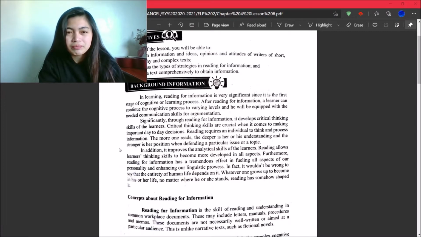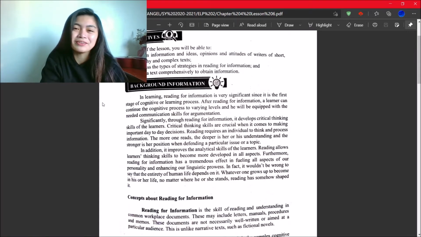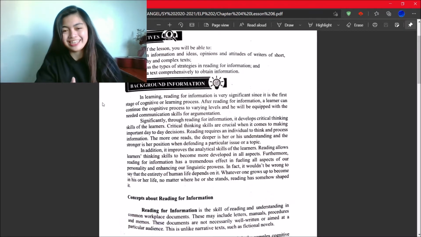Sabi nga nila, you cannot give what you do not have. So, if you do not feed your mind with proper information, then para ka lang parang tinatawag nilang batingaw, para kang lata na walang laman. Salita ka ng salita, but walang nilalaman. Parang ganun. So, really, reading for information is very significant.